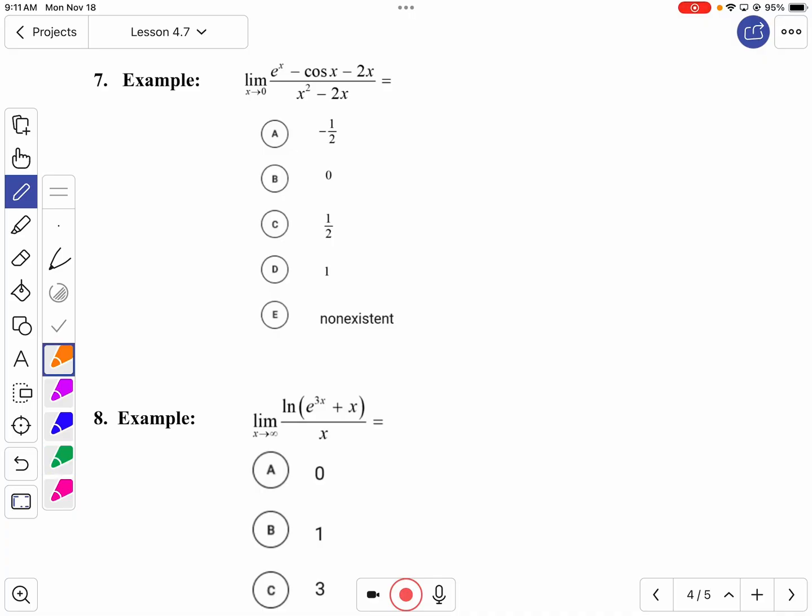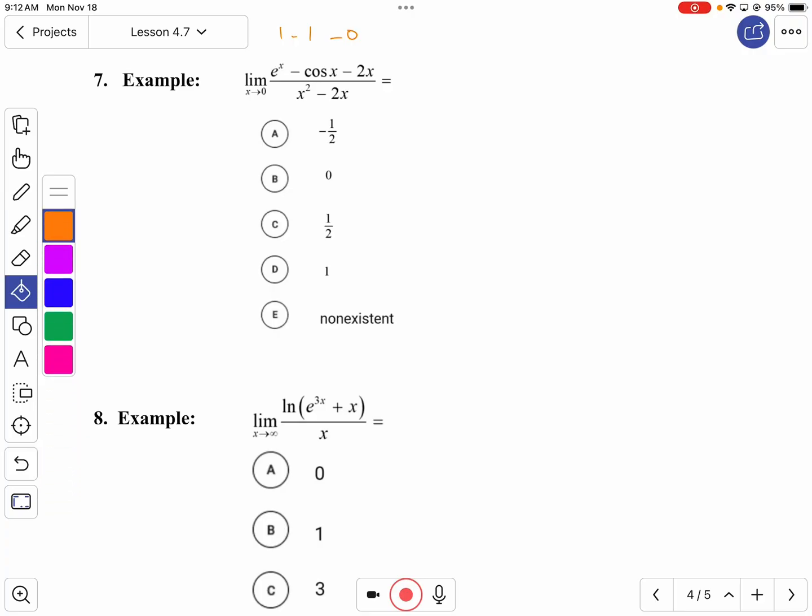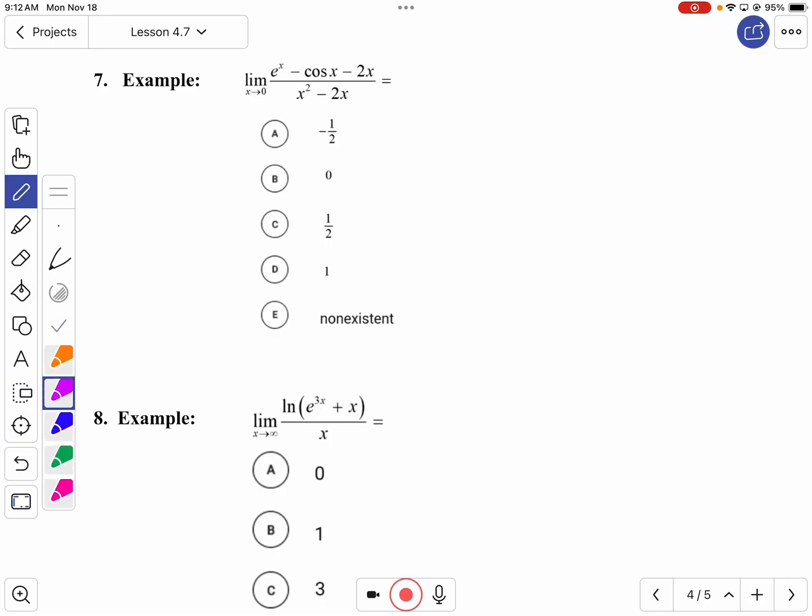So I get e to the 0, which would be 1. Cosine at 0, which is 1. 2 times 0, which is 0, so that's good on the top. And on the bottom, 0 squared minus 0. So I can use L'Hopital, okay? So nope, not that. Let's do a derivative and see what happens, okay?